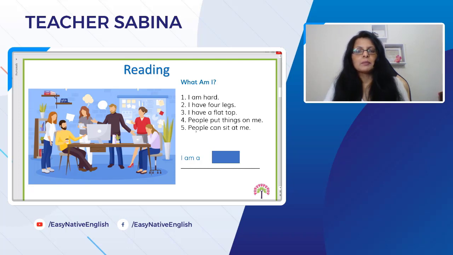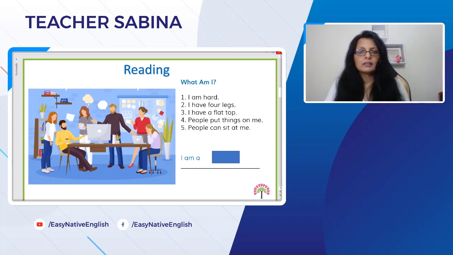And then it says people can sit at me. Now, if it said people can sit on me, like a horse or a donkey or something else, then you would know that you can sit on top of it. But this isn't saying on, this is saying at. So it's something that you sit at. So next to, not on top of it, but next to it. So I'm going to take a clue from the picture that's here.